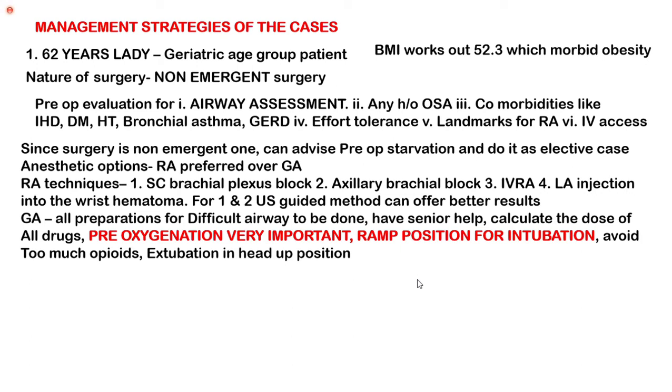So since surgery is not emergent one, can advise pre-op starvation and do it as an elective. Choice of anesthesia is RA preferred over GA. So the RA choices can be a brachial plexus or an axillary block or IVRA or LA into the wrist hematoma and all these things. For 1 and 2, that is a brachial plexus and axillary block, you can use ultrasound for better results.